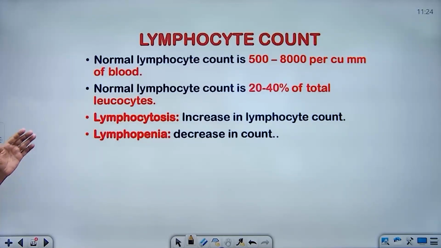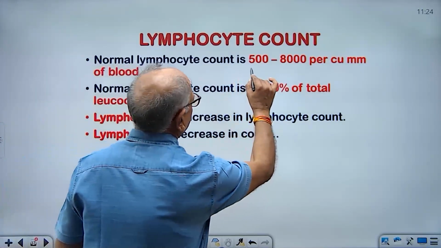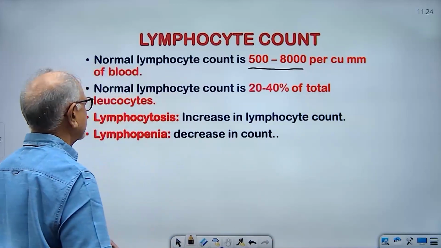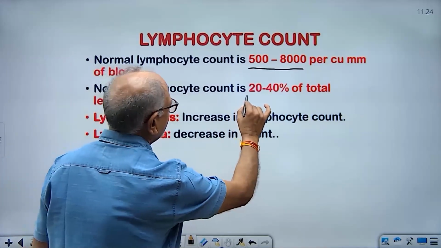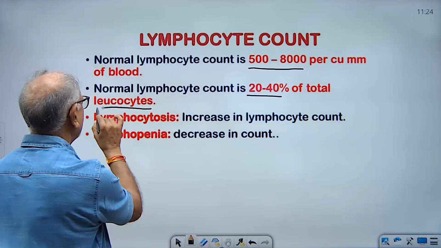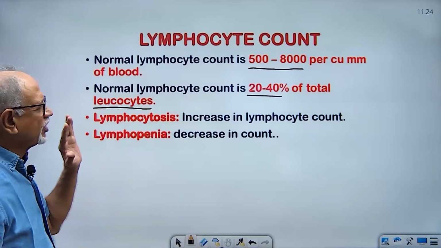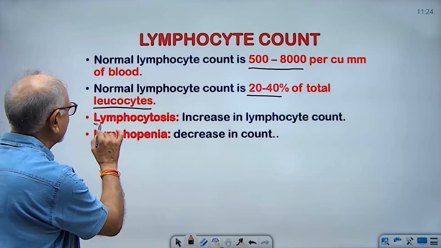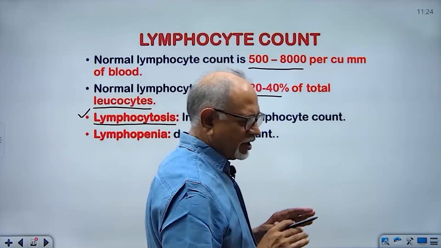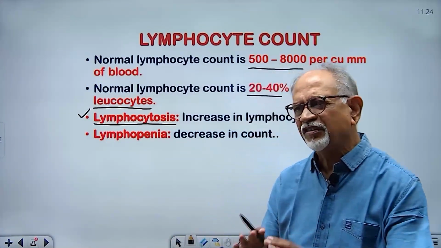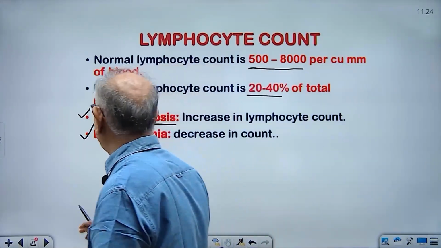Now coming on to the lymphocyte count, the normal lymphocyte count is 500 to 8000 per cubic millimeter of blood. Normal lymphocyte count is about 20 to 40% of the total leukocytes. If the count of lymphocyte increases, then the phenomena is called lymphocytosis, and when the count of lymphocyte decreases than the normal, then the phenomena is called as lymphopenia.